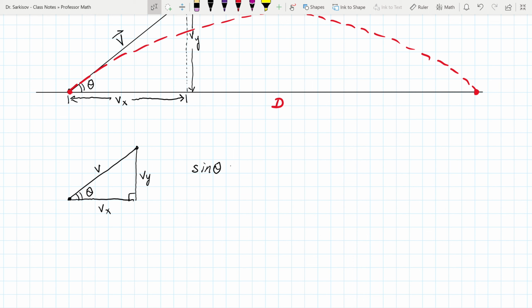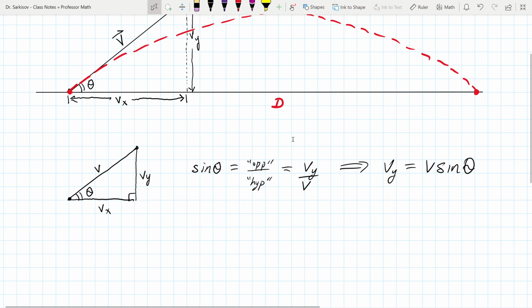Well, that's opposite over hypotenuse. The idea being the opposite side in a right triangle over the hypotenuse. And what does that mean? Well, let's look at our opposite. Our opposite is Vy, and our hypotenuse is just v. Solve for Vy, multiply both sides by v, and you get v sine theta is the Vy. There we go. That's how you get the decomposition, basically the vertical component of the velocity vector at angle theta.